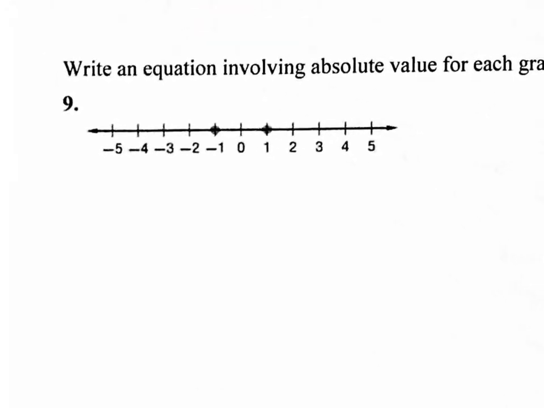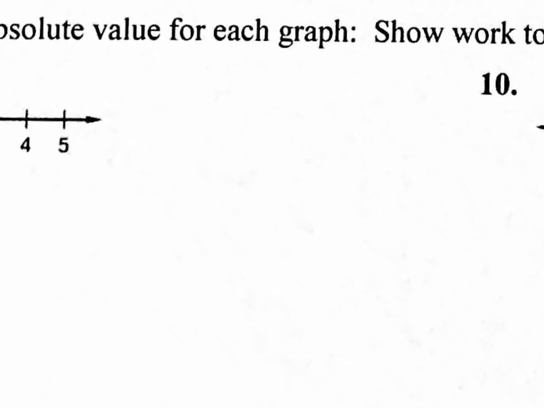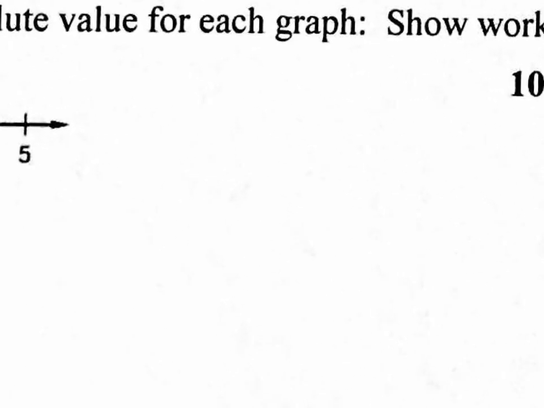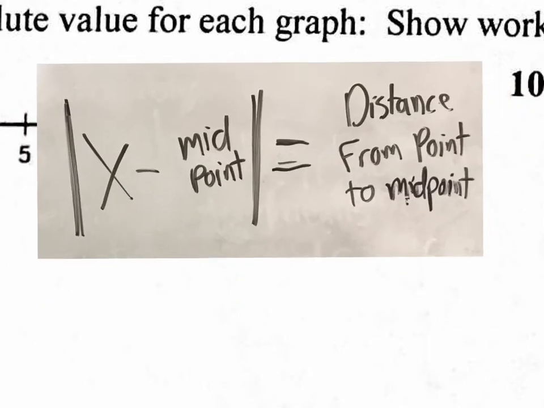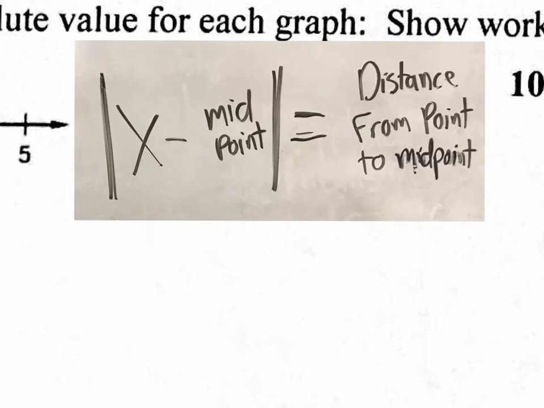Finally, the last two, fun stuff. In order to do 9 or 10, I want to go to the middle right here. You might want to do the same. You want to jot down these notes that are on the board. I know it's kind of gross right there, but the setup is: absolute value of x minus the midpoint equals the distance from the point to the midpoint.